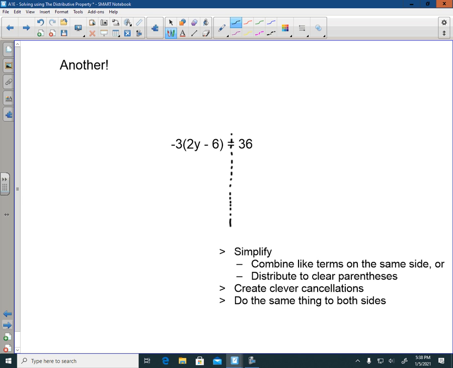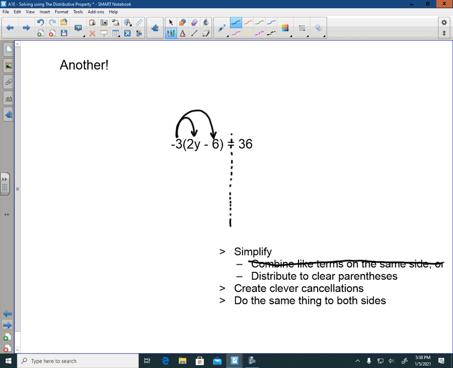Nope. Turns out we can't. There are no like terms, so we can't combine anything. So it looks like, though, that we can distribute because we have parentheses and we have a number sitting right next to the parentheses. And so we can distribute that -3, and we'll say that -3 times 2y, and then a -3 times a -6. So let's take care of that business.